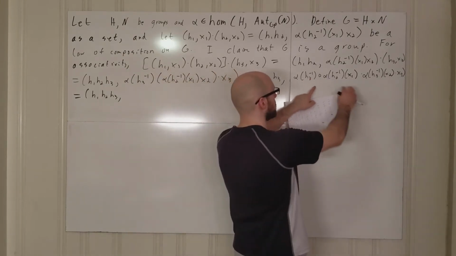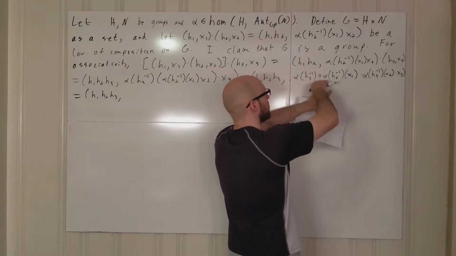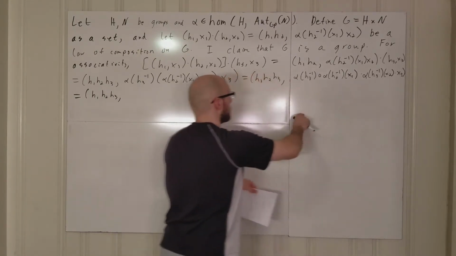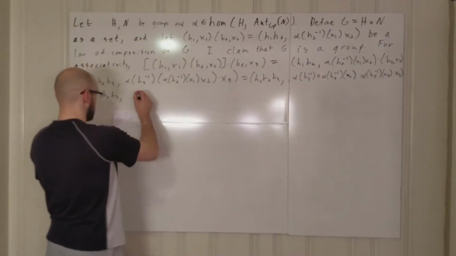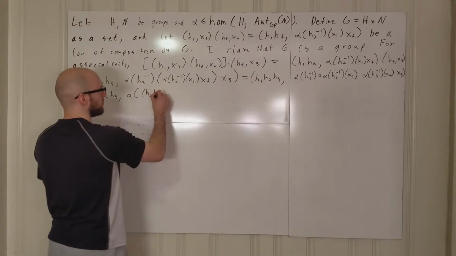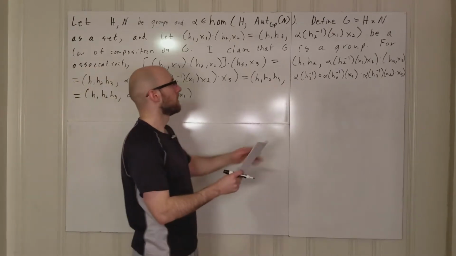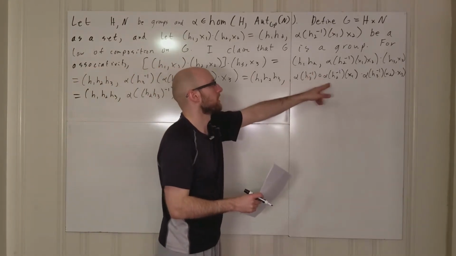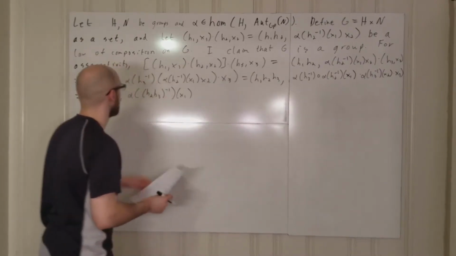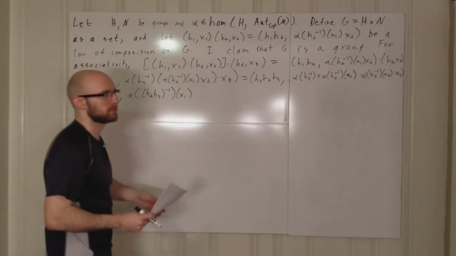Now this alpha h3 inverse of alpha h2 inverse, remember these are homomorphisms, you can bring the inverses out front, and inverse times inverse equals flip them and then inverse of the whole thing. And so this happens to be alpha of h2 h3 inverse applied to x1 instead of alpha h3 inverse of alpha h2 inverse. And of course, you can go from the composition to the product again because this is a homomorphism.